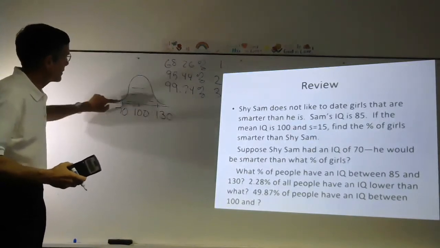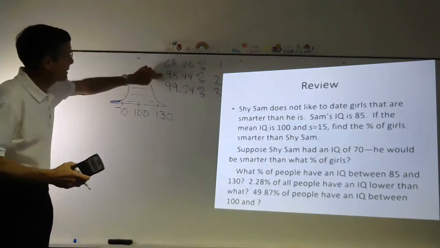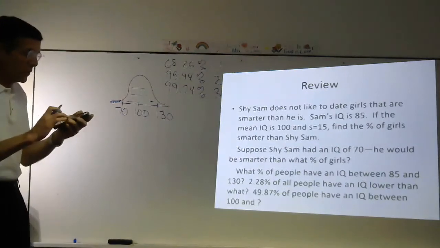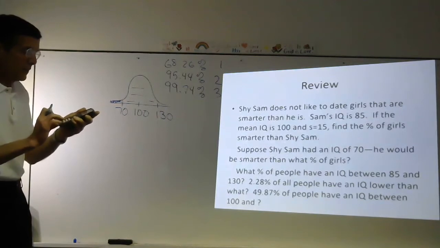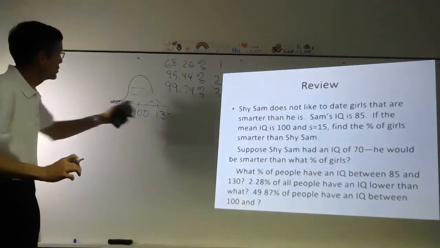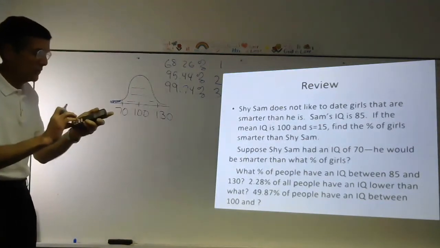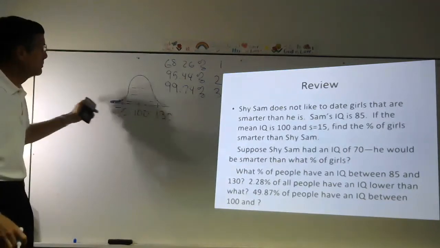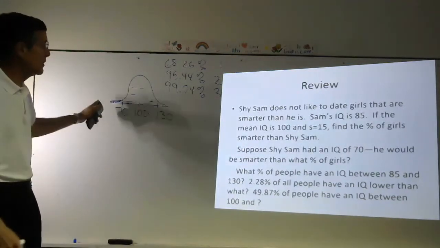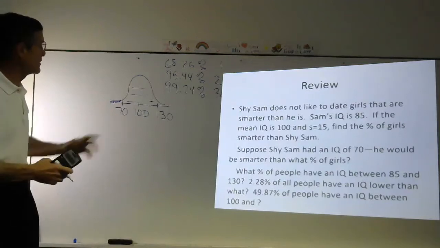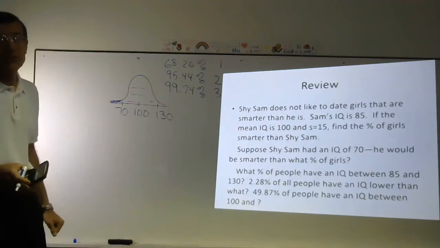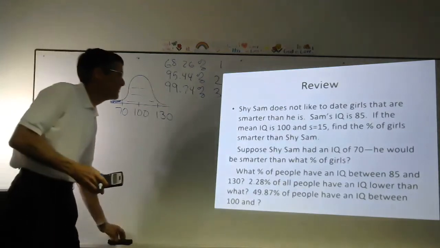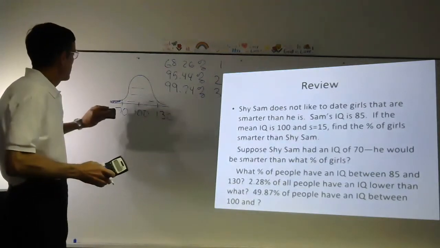We want what's down here. So you're going to take 95.44 and subtract it from 100. Get that answer. That gives you the region down here and the region up there. So divide by 2, and I get 2.28% of the data. So Shy Sam, if he has an IQ of 70, he is smarter than 2.28% of the girls. All right? All right. Let's go on.